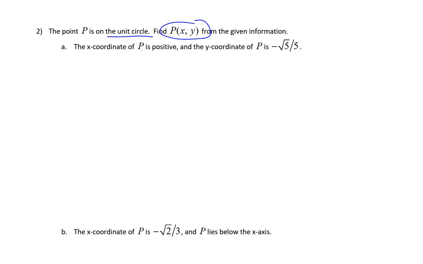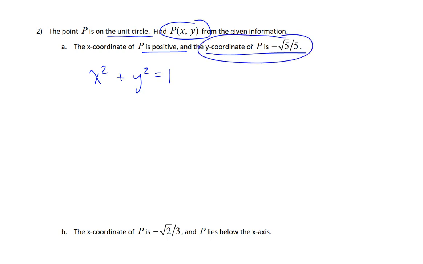Now, the first piece of information says the x coordinate of P is positive, and the y coordinate of P is negative square root of 5 over 5. So if we again bring in the equation for the unit circle, that is x squared plus y squared equals 1, and since this problem gave us the y coordinate, we'll plug that in for the y variable in this equation. So we'll be able to say x squared plus, instead of y squared, I'm going to put in negative square root of 5 over 5. That's the y coordinate they're giving us.